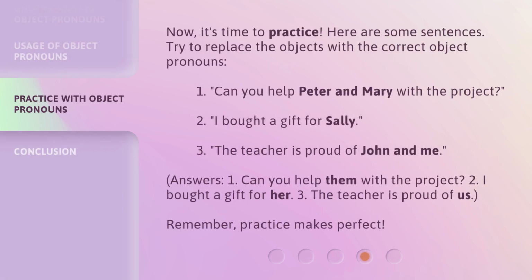Now, it's time to practice. Here are some sentences. Try to replace the objects with the correct object pronouns. 1. Can you help Peter and Mary with the project? 2. I bought a gift for Sally. 3. The teacher is proud of John and me.